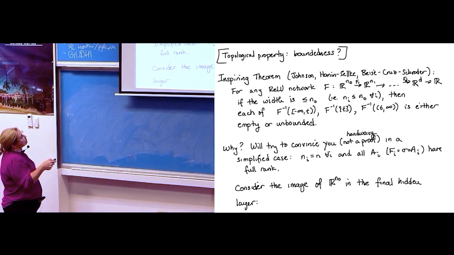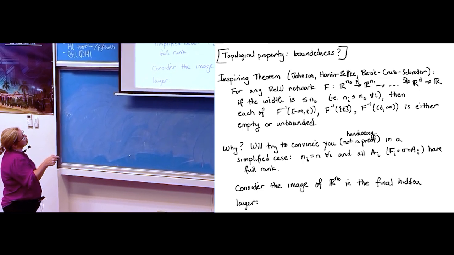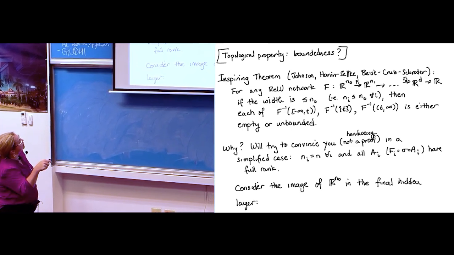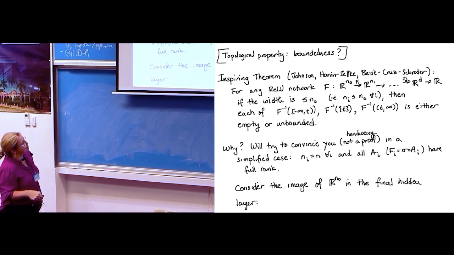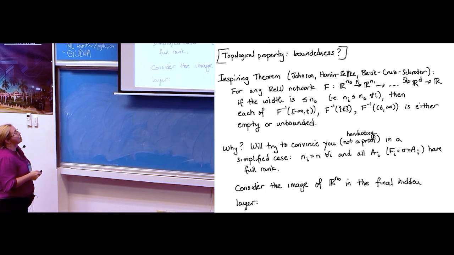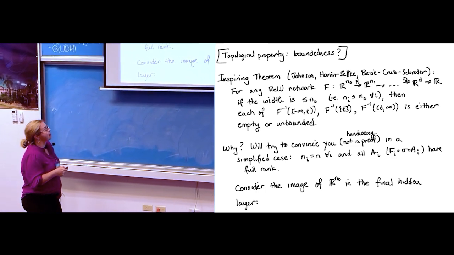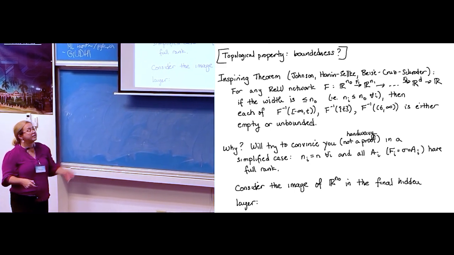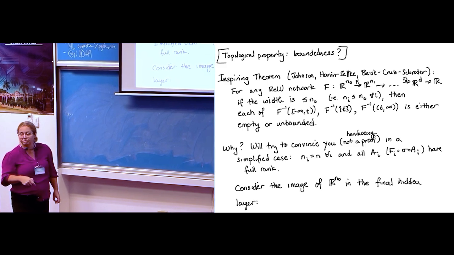In that setting, each of the 3 different decision regions is either empty or unbounded. So you can think of it as the no region, the borderline, and then the yes region. I think this is a really cool result because it's starting to get at this idea that the topology of sublevel sets is somehow influenced by the architecture.